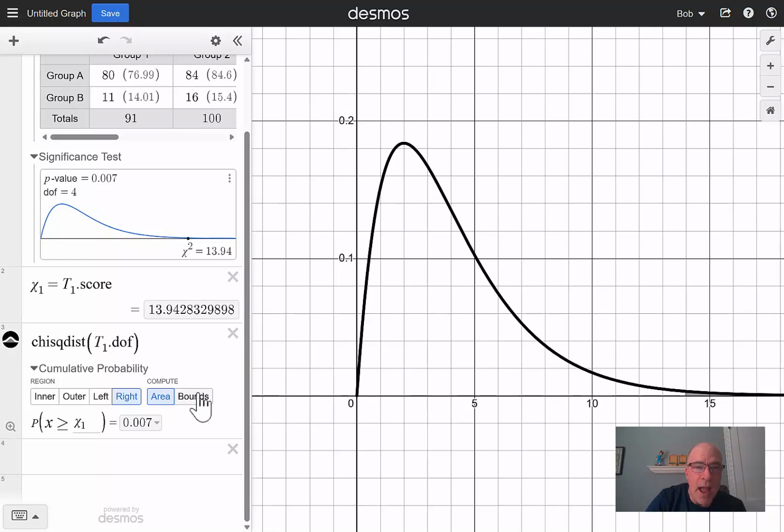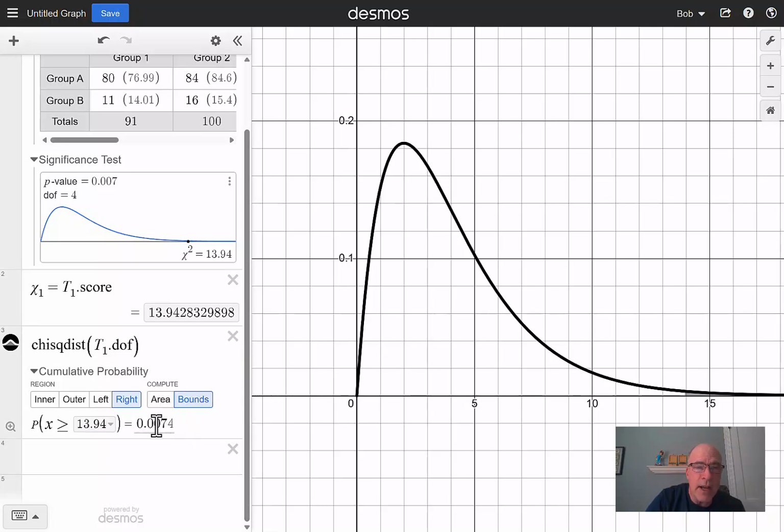So I can do bounds instead. Let's do bounds. And here I can type in 0.05. When does 0.05 begin? So apparently if my chi-squared statistic is above 9.488, I will get a p-value that is 0.05 or less. So notice the different things we can do here with distributions in terms of finding the area of regions and also going back and finding critical values.